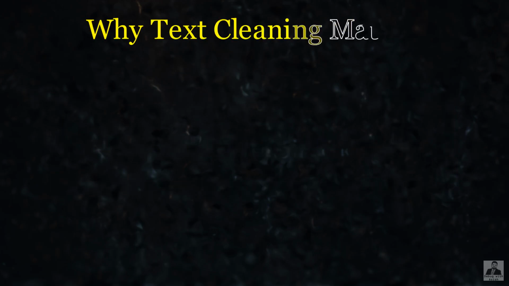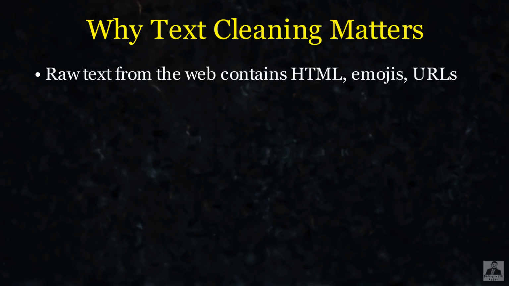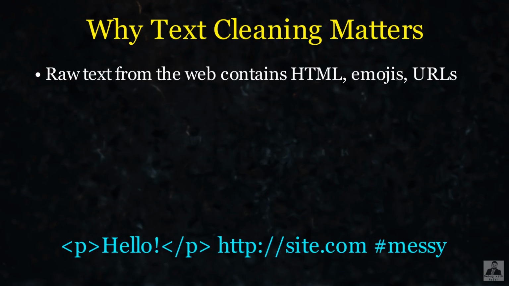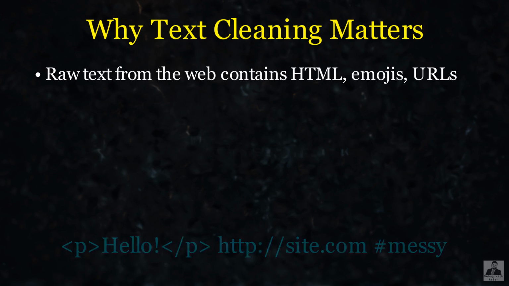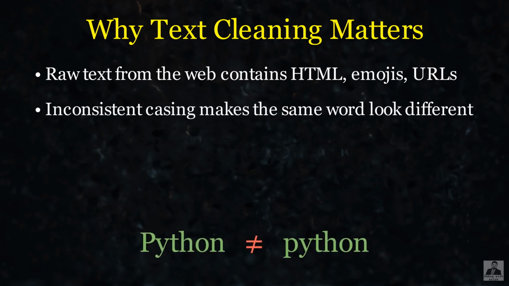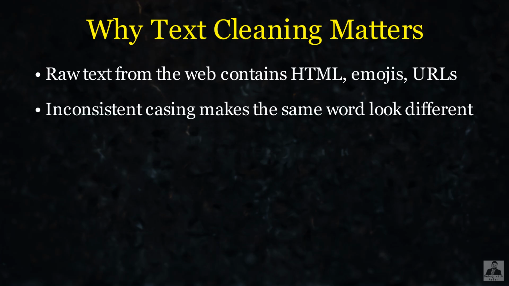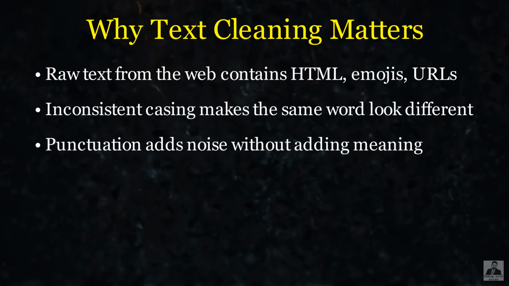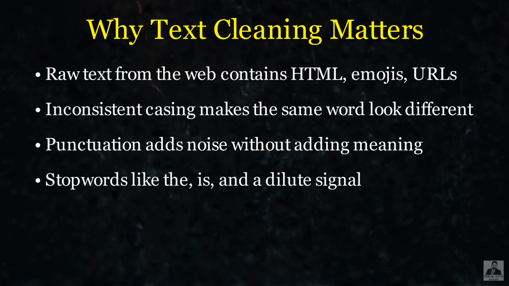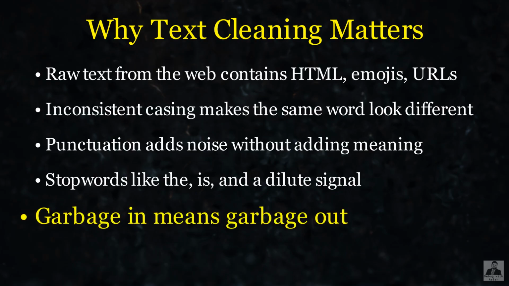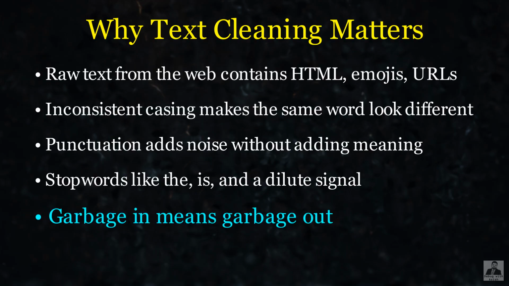Raw text scraped from the web or collected from users is almost never clean. It contains HTML tags, URLs, emojis, and inconsistent casing. The word Python with a capital P and python with a lowercase p are the same word, but a model that has not seen lowercasing applied will treat them as completely different tokens. Punctuation, numbers, and common words that carry no meaning all dilute the signal your model needs to learn from. The quality of your pre-processing directly determines the quality of your model.